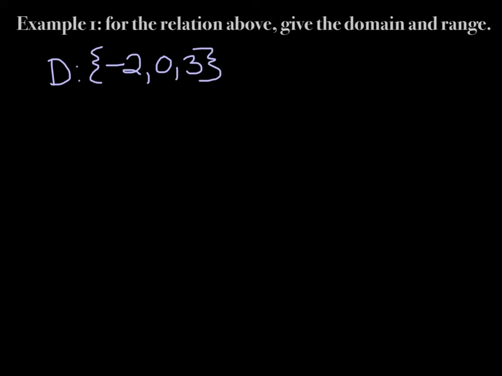Our range would be the Y values listed from least to greatest. So the lowest Y value was -2, and then the next was 1, and then the highest was 2. And these are specific values, so they go in fancy brackets.